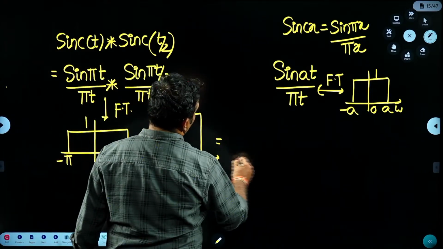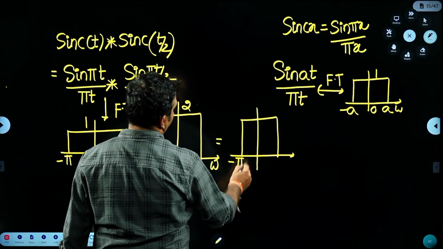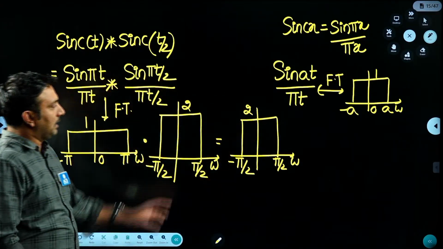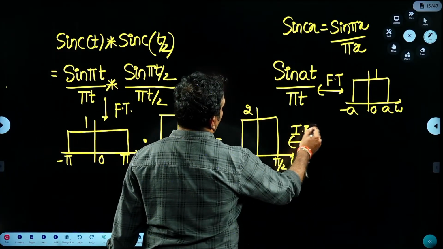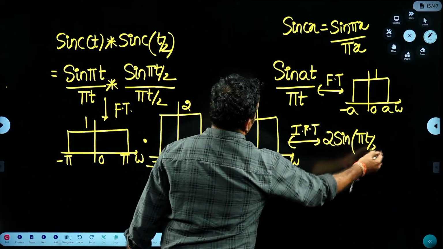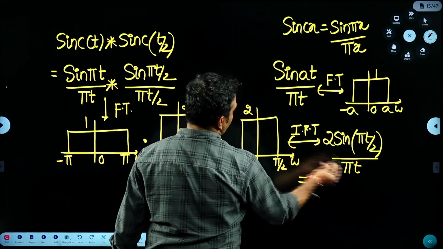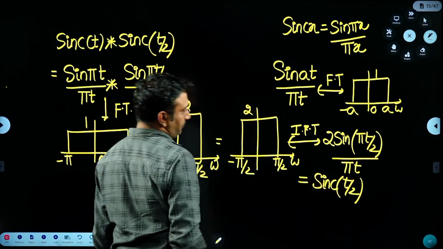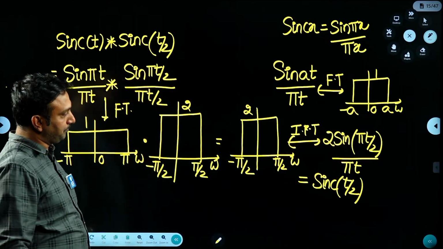After multiplication of both the rectangles in frequency domain, we are left with this. So the inverse Fourier transform of this in time domain we are writing as 2 sin pi t by 2 divided by pi t. If I am taking that extra 2 also in the denominator, it becomes Sinc t by 2.